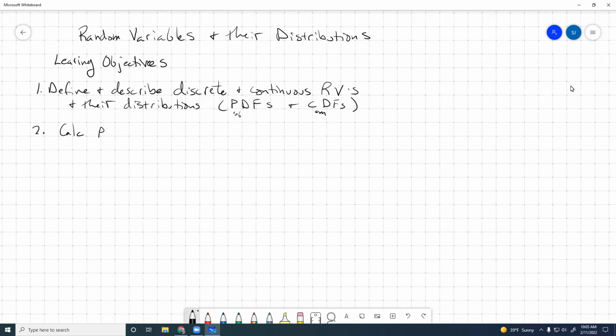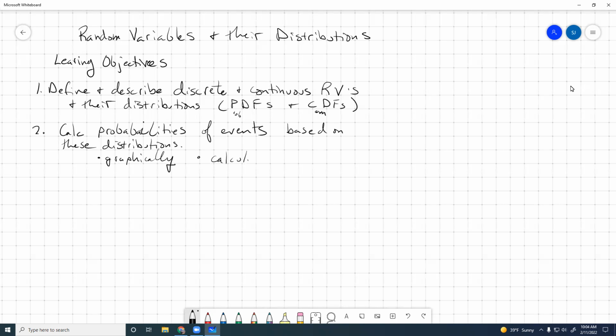And then we're going to calculate probabilities of events based on these distributions. And we're going to do this graphically. And we're going to do it with calculus. Very basic calculus. Do not worry.